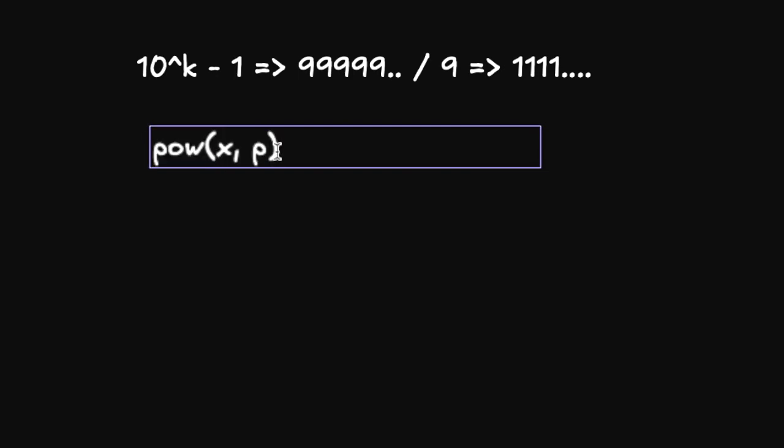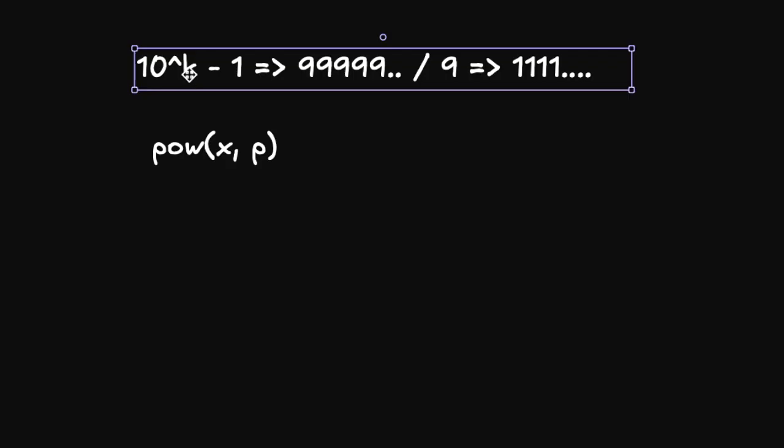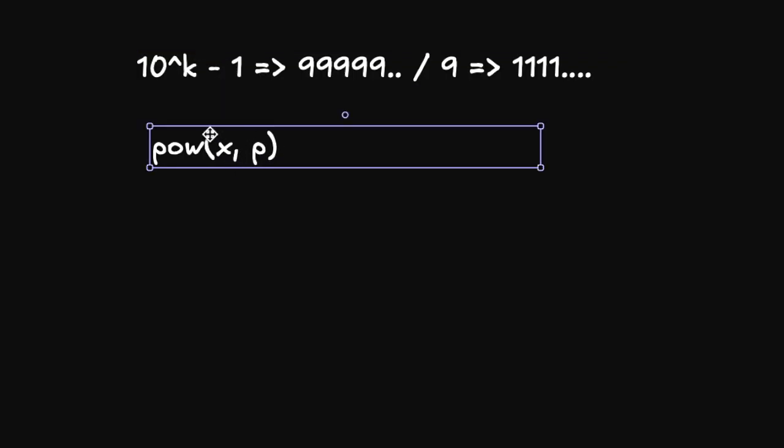In this case, let's assume this p is really, really large. The same goes for k. K can be really, really large. We don't want to loop for p times. We want to make it faster. So in this case, we can do a very simple DFS.